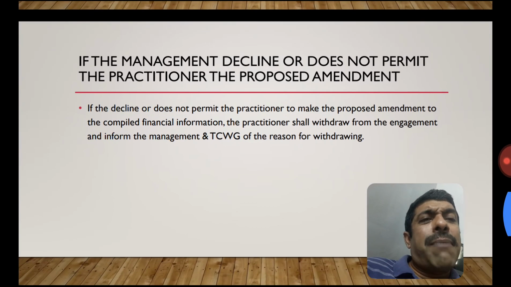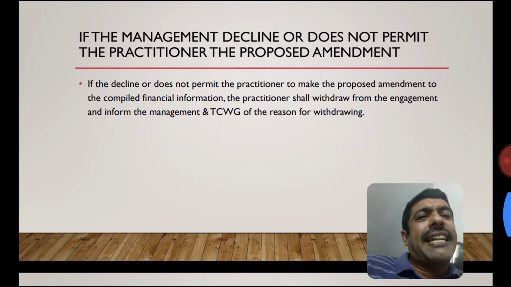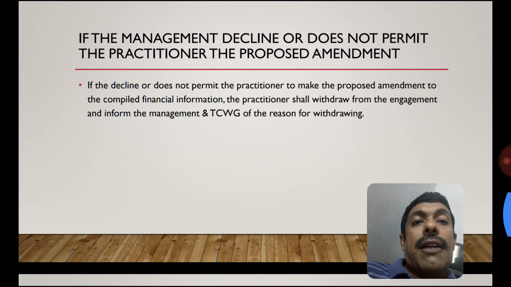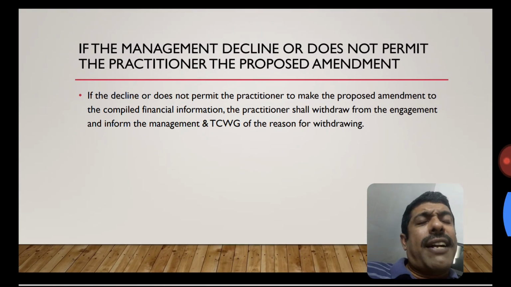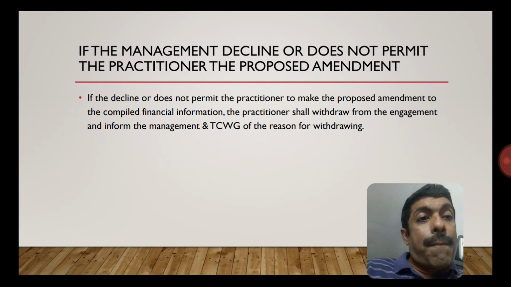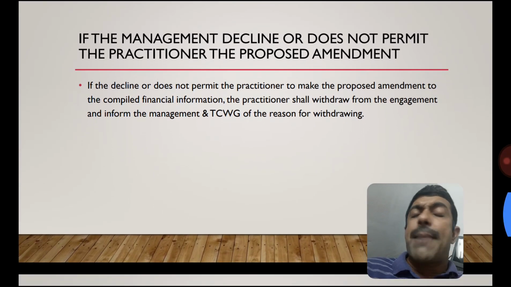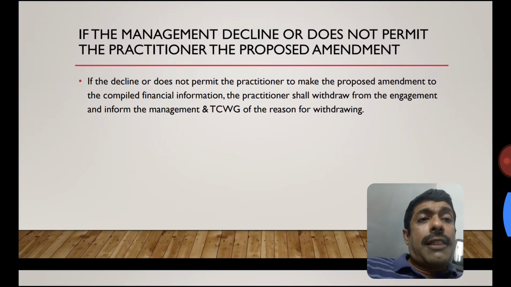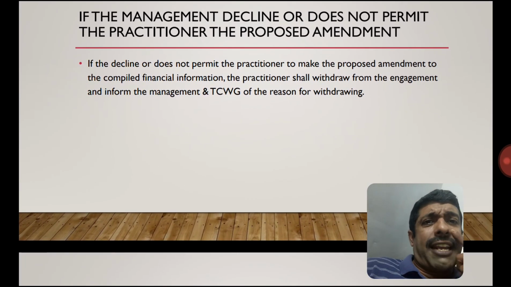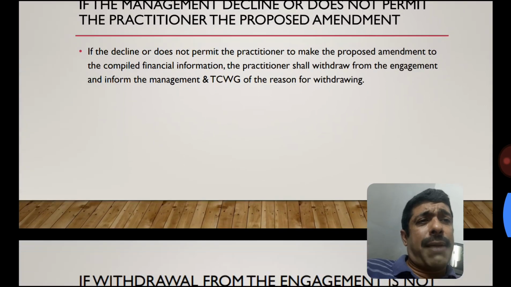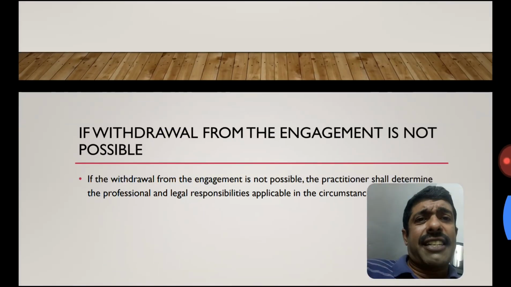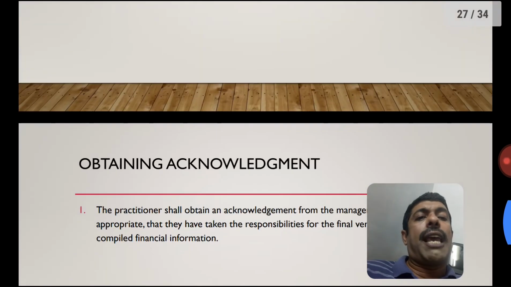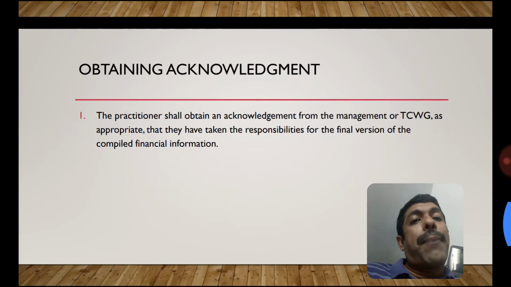If management declines or does not permit the practitioner the proposed amendment, what will he do? If the management declines or does not permit the practitioner to make the proposed amendments to the compiled financial information after he identifies the misstatement, the practitioner shall withdraw from the engagement and inform the management and those charged with governance. If withdrawal is not possible, then he has to give an adverse opinion.